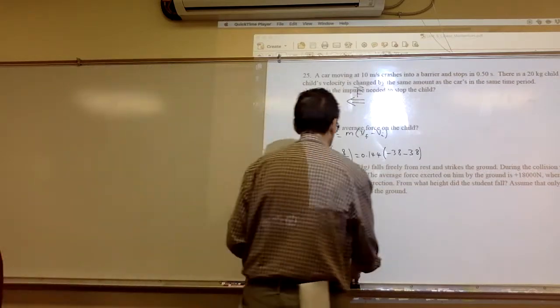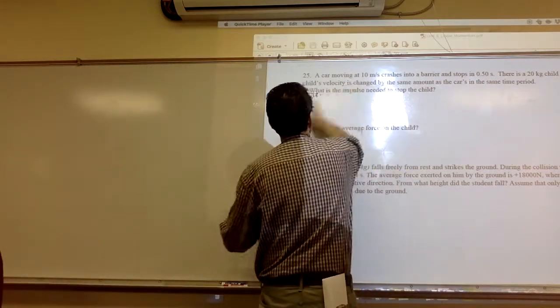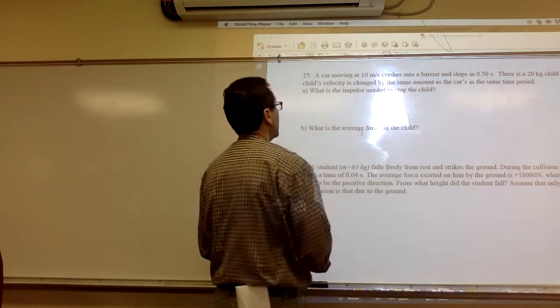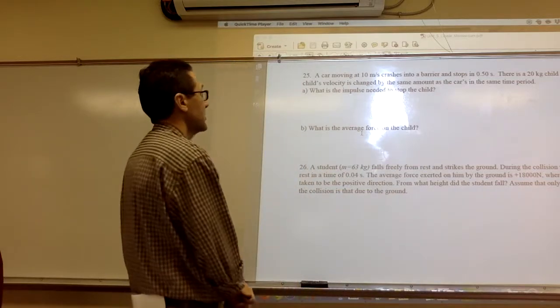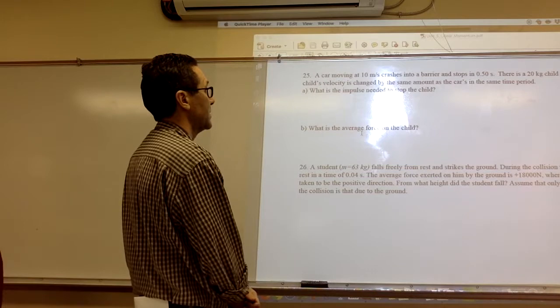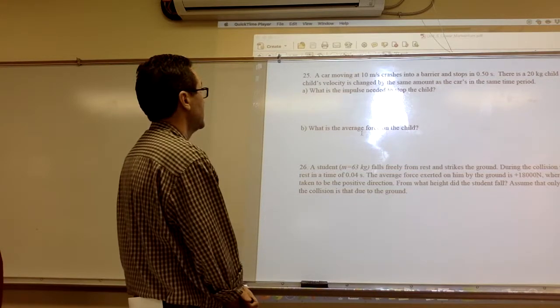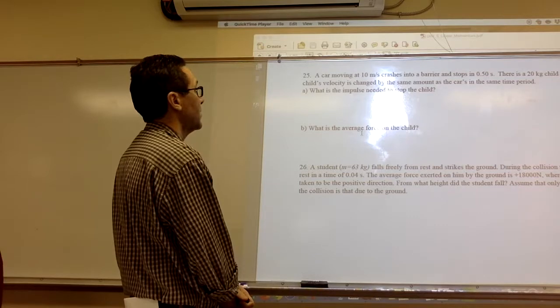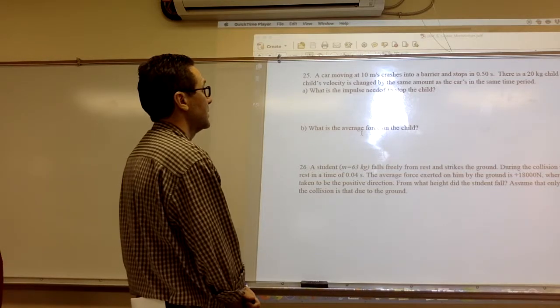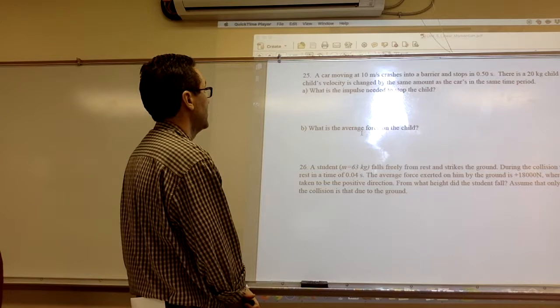Okay, 25. A car moving at 10 meters per second crashes into a barrier and stops in 0.5 seconds. There is a 20 kilogram child in the car. Assuming that the child's velocity is changed by the same amount as the car's in the same time period, what is the impulse needed to stop the child?